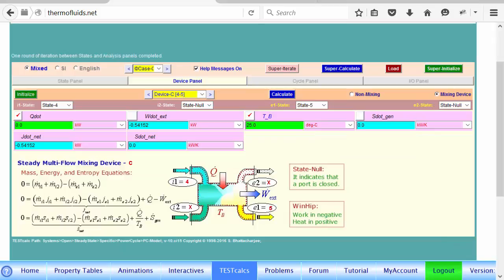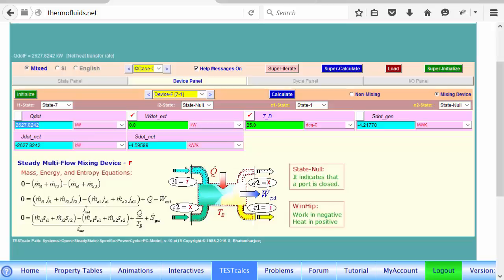solution in Testcalc. So device C is the pump, 4 to 5, and device D is the heat exchanger, and as you can see, it's the feed water heater, so both Q dot and W dot external are 0 here. Device E, the second pump, the pump work is negative, goes from state 6 to 7. And finally, the boiler, where the inlet state is 7, exit state is 1, external work is 0, and we find out what is Q dot in the boiler.